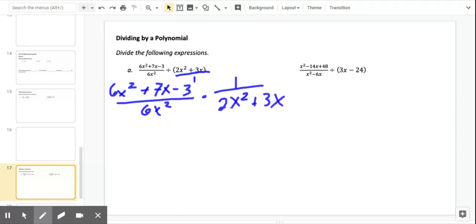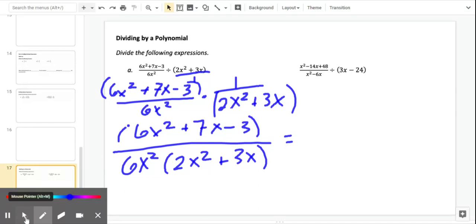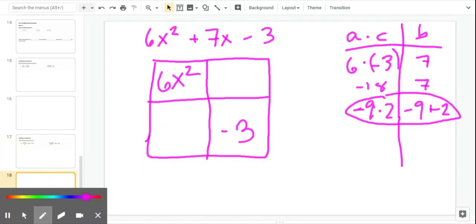All right, and now we multiply across the numerators. So we've got 6x squared plus 7x minus 3 times 1. So we don't really need to write the times 1 over 6x squared times 2x squared plus 3x. All right, and now we need to factor. So this is another trinomial where we have a number in front, which means we are going to do the box method. So I've already got it set up here.